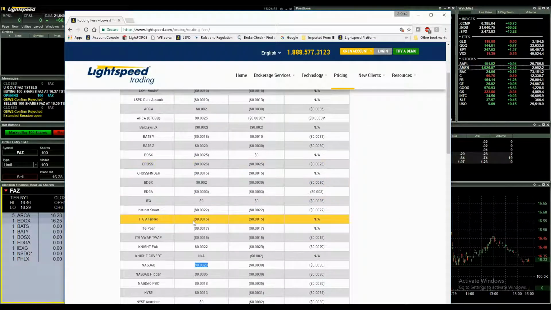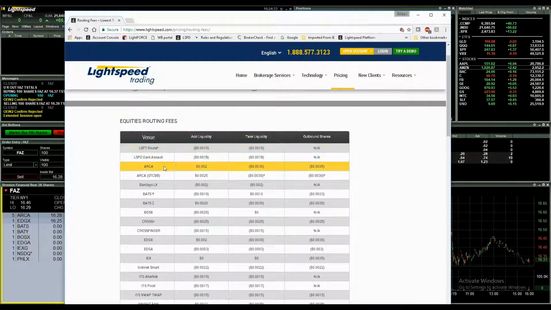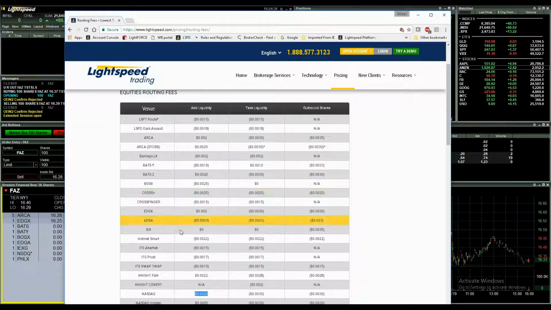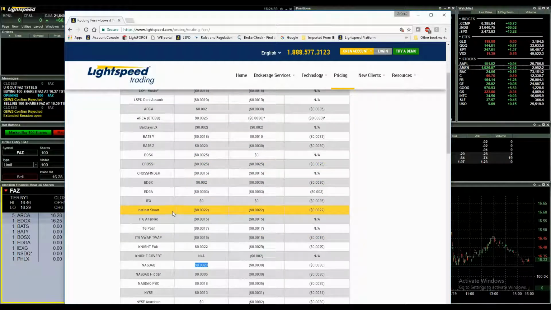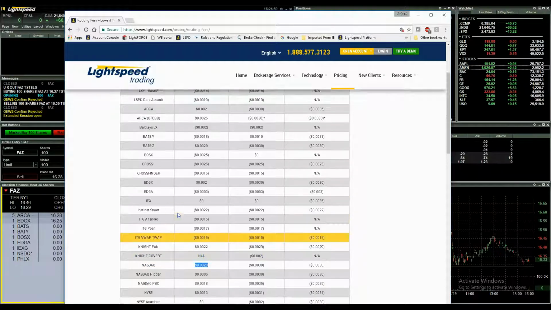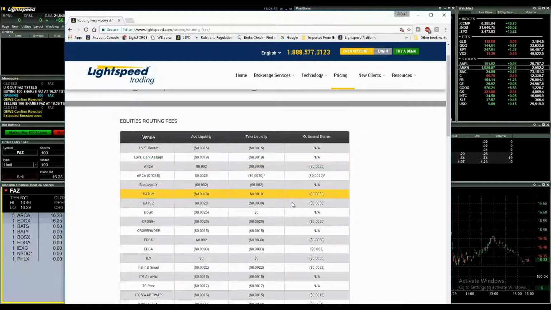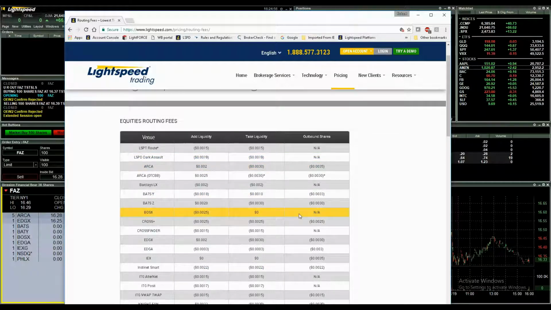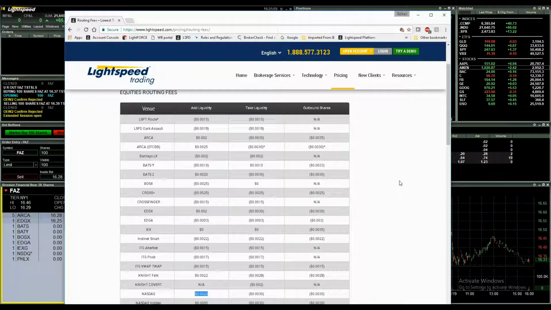So you can see not only do we have the exchanges, ARCA, BATS, Edge, we have some other ones here: Instinet Smart, Night Fall, Night Covert, NASDAQ Hidden is a different order type, PDQ is another strategy route, Night Covert is a dark pool route, LSPD Dark Assault. So they're all different strategy routes that have a different cost structure based on the orders here.